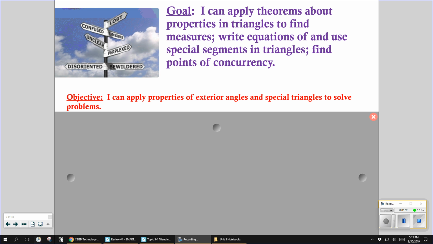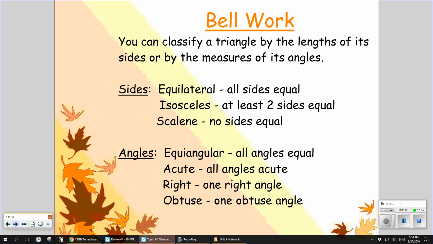All right, this is Unit 5. In Unit 5, we're going to be looking at triangles. We're going to be looking at how to apply theorems about properties of triangles to find measures, writing equations of and using special segments in triangles, and finding points of concurrency. So this lesson is applying properties of exterior angles and special triangles to solve problems.